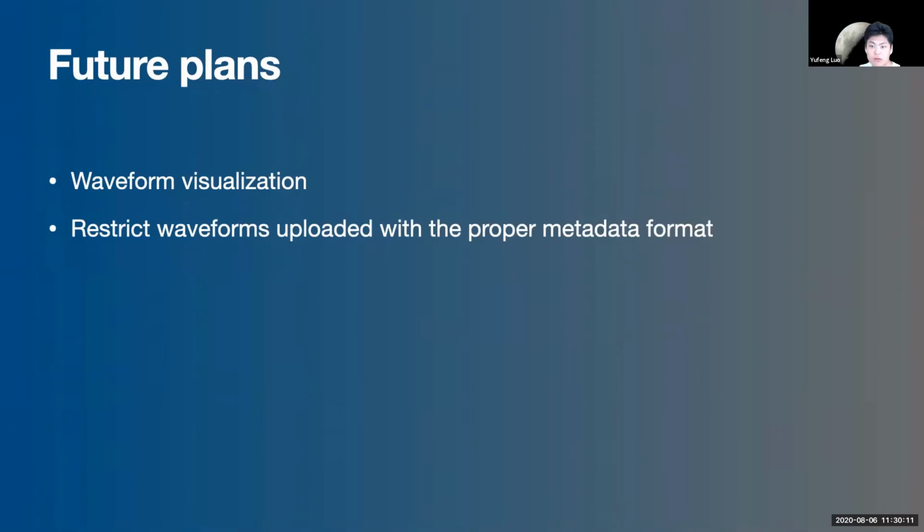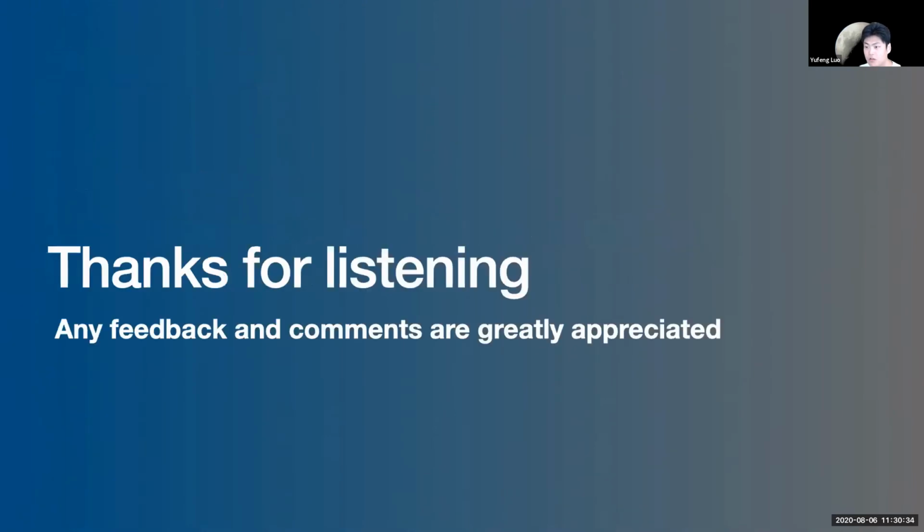So, some future implementations. In features, we want to have waveform visualization so users can see the waveforms before they download them. We also want to restrict the waveforms uploaded to our Data Vault, because we want to make sure there's no spam or malware uploaded, and that they comply with the LIGO format. We also want to have distributed storage and deployment, so multiple research groups can join together and host their data repository together. And I think that's it. Thank you for listening. If you have any feedback and comments, please let me know. Thank you.